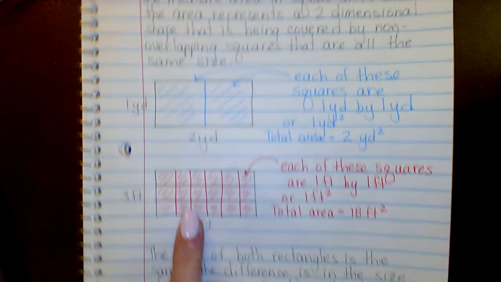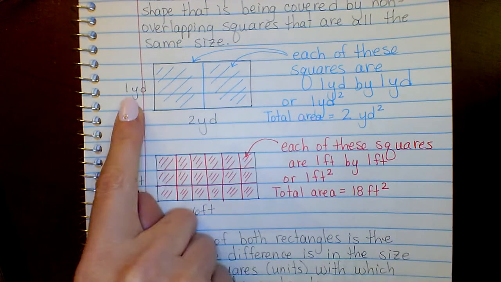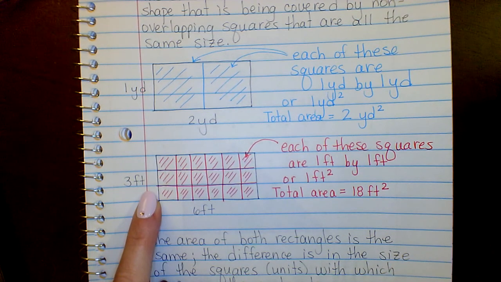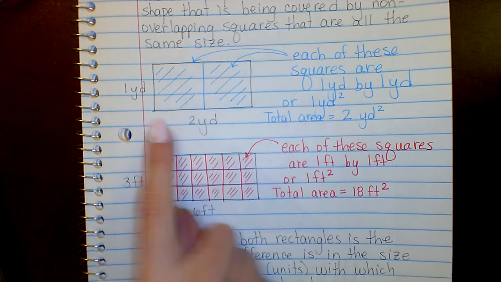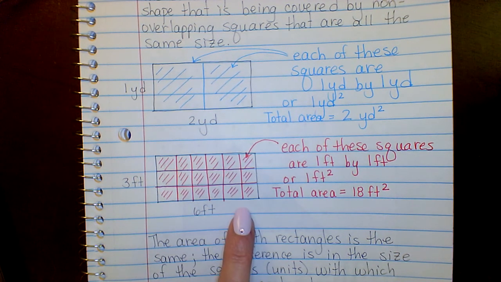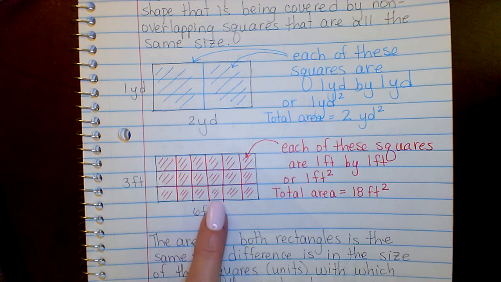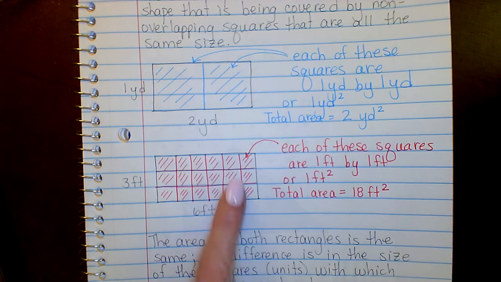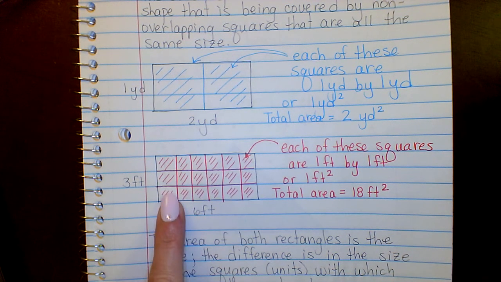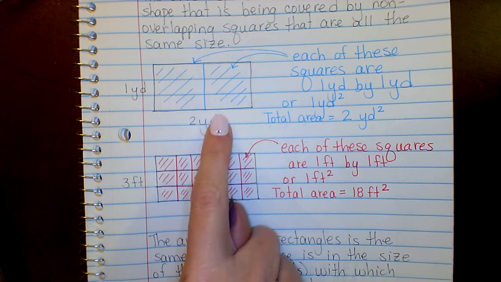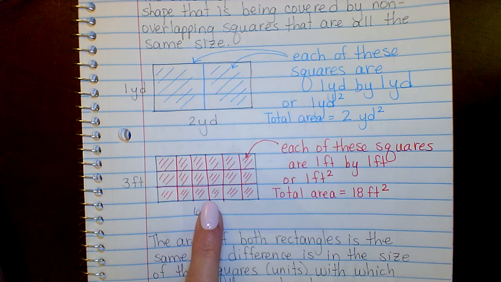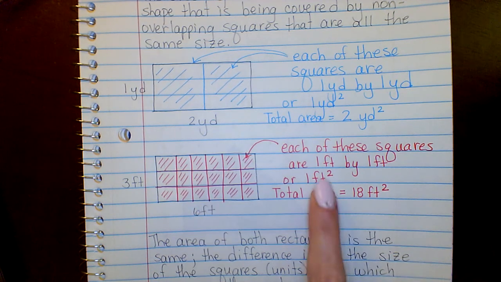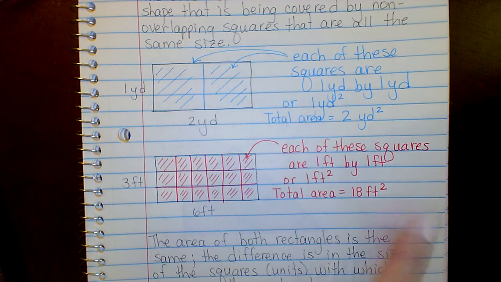If we look at this in terms of feet, we know that 1 yard is the same as 3 feet. So we have 3 going this way. 2 yards would be 6 feet, so we have 1, 2, 3, 4, 5, 6 going that way. That's a total of 18 squares. These squares are a different size than these. These are the 1 yard squares. These are 1 foot squares. They're each 1 foot by 1 foot.